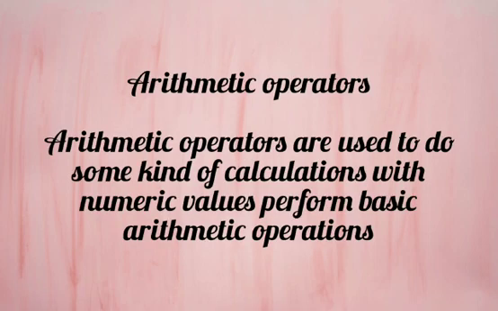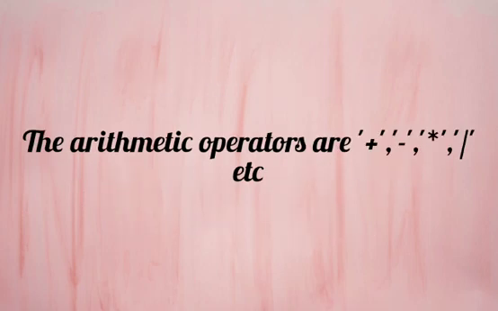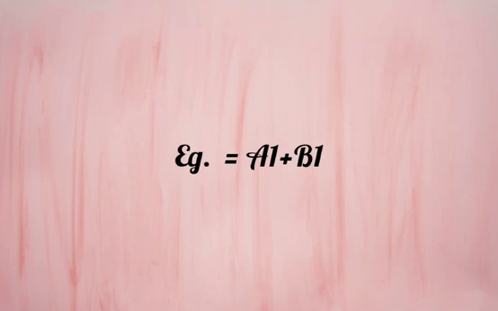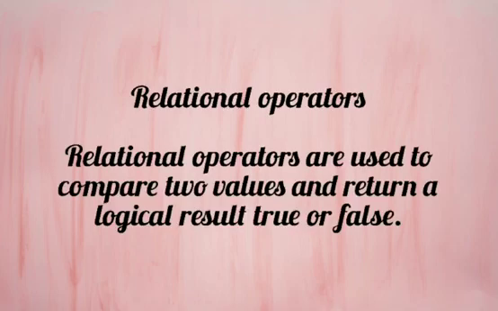Arithmetic operators. Arithmetic operators are used to do some kinds of calculation with numeric values. The arithmetic operators are plus, minus, multiplication, division, exponent, etc. For example, equal to A1 plus B1.